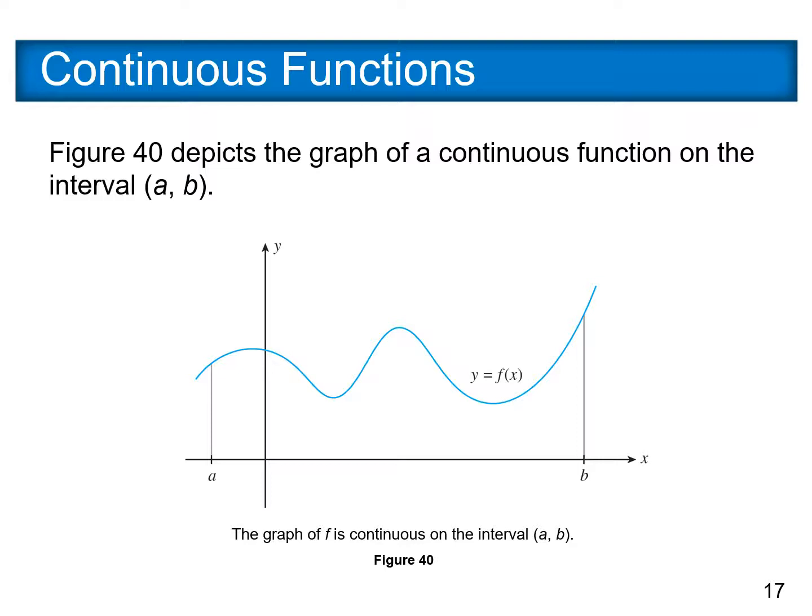And I know that is continuous because if I was tracing the graph with a pen, I could trace the graph from point A to point B without having to lift my pen. And that would be the meaning of being continuous.